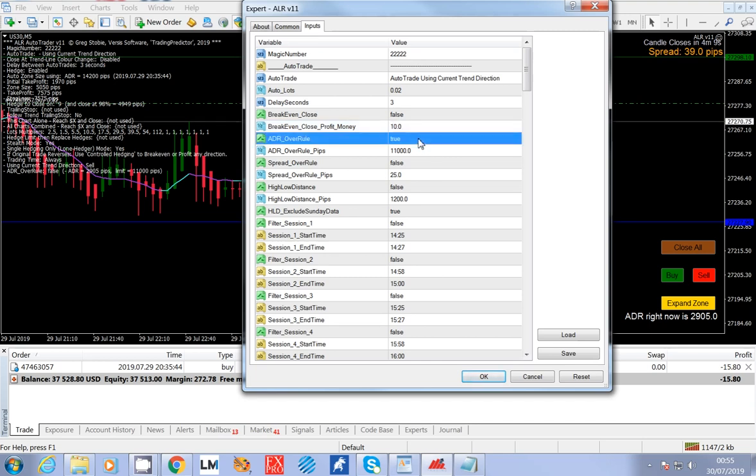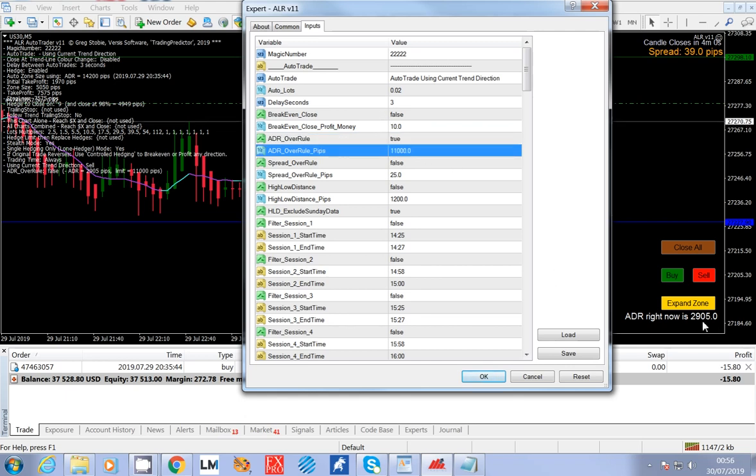Okay, ADR over rule. When you set the ADR over rule to true, it means that the ALR will only trade when the ADR value, which is down here, 2905 in this case, is over the number that you have in here. So that means you can put a sensible number in there for the ADR at healthy times of day. Take, for example, the Dow. I have it set for 1100 because I know that under 1100 ADR the market isn't moving that much and we can't get much out of it. So I know that over 1100 there is enough movement in the market for us to reach take profit and get something out of it. So we're not wasting our time placing trades when the market is going nowhere.